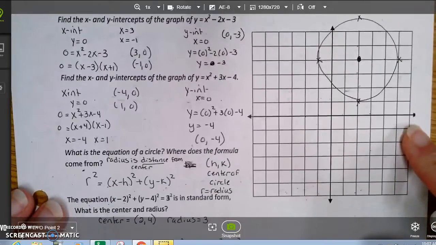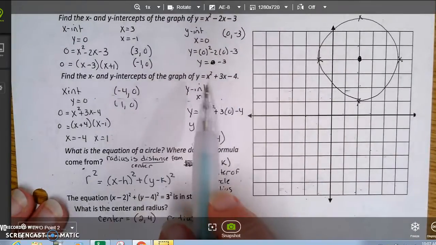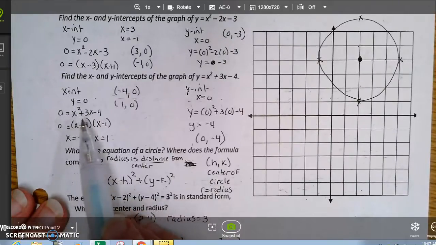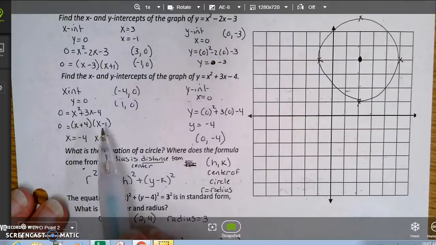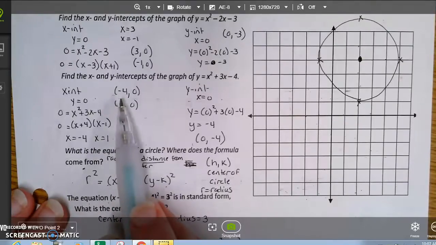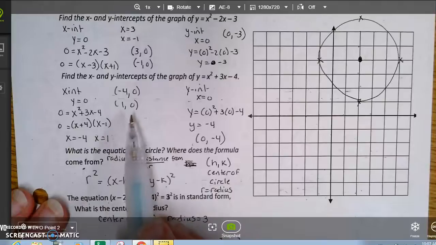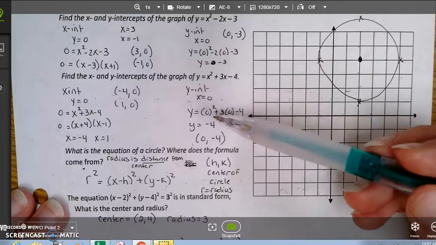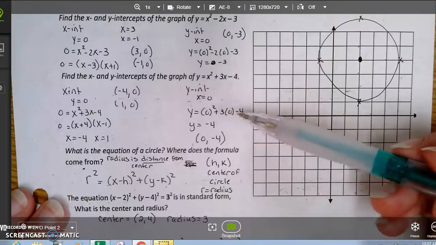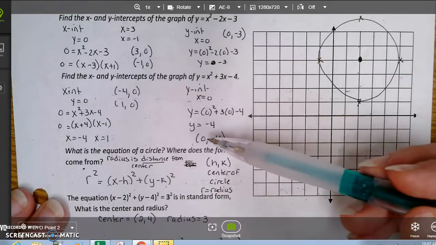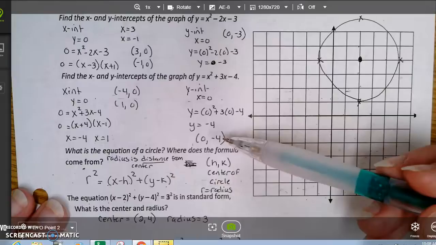Okay, here's another one. X-intercepts and y-intercepts. So again, for x-intercepts, I'm going to set y equal to 0. I have a problem I can factor. So I'm going to factor it into (x plus 4)(x minus 1). So my roots are -4 and +1, and my x-intercepts are (-4, 0) and (1, 0). For the y-intercept, I'm going to set my x equal to 0, so that means all the x's go away and I'm left with just the -4. And so y equals -4, so my y-intercept is (0, -4).